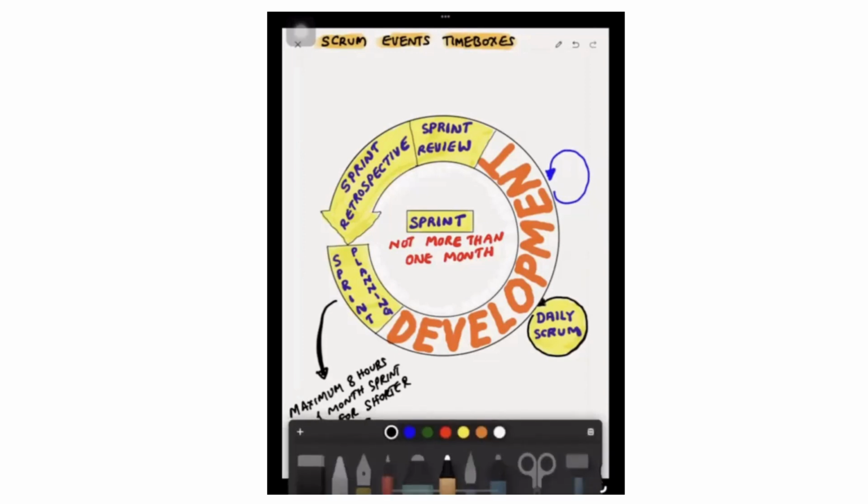Sprint review time box according to Scrum is maximum 4 hours for 1 month sprint, and shorter for shorter sprints. That means less than 4 hours for less than 1 month sprints.